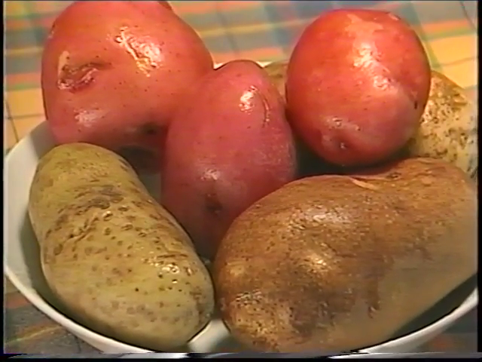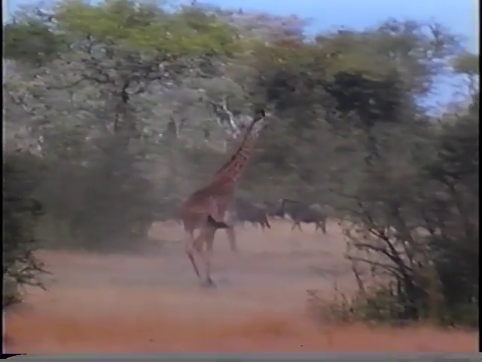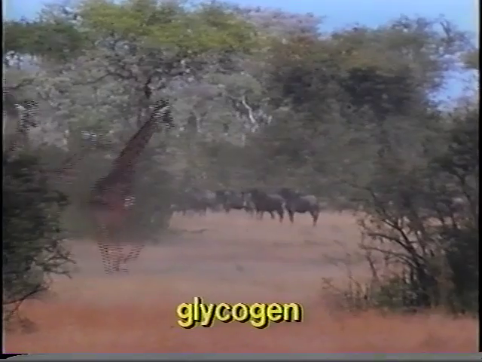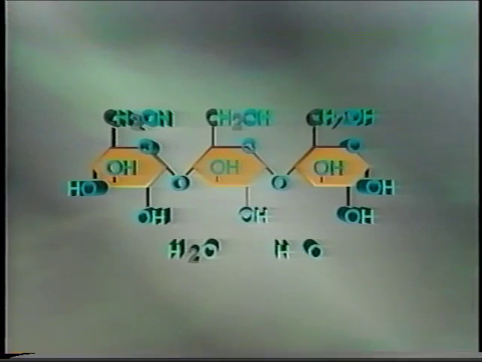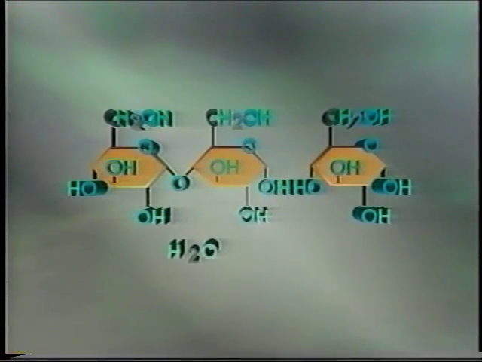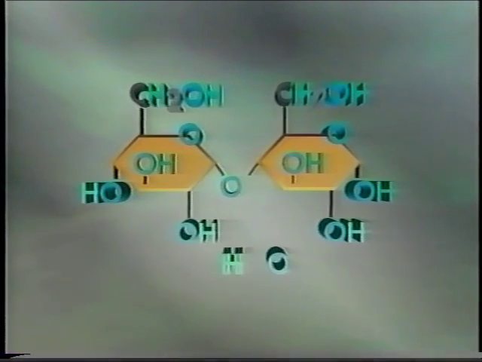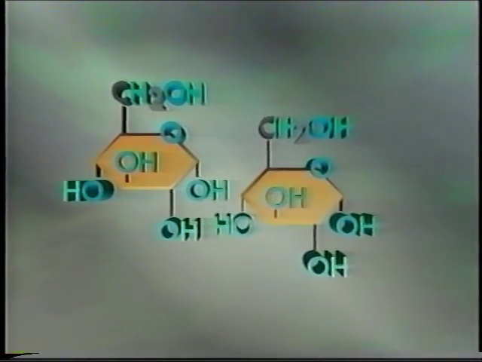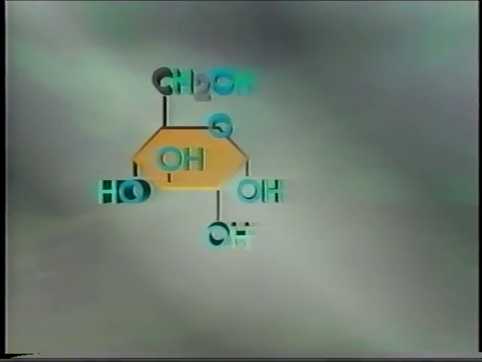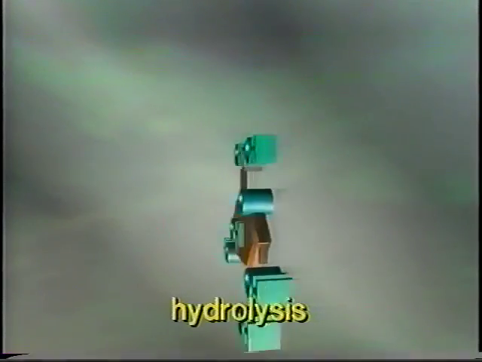Plants, like potatoes, store energy in the form of starch, long branching chains of glucose units linked together. Vertebrates store energy in the form of glycogen, also long branching chains of glucose units. Before either starch or glycogen can be used, it must be broken down into glucose. Just as water was released when polysaccharides were formed, it must now be added to break them apart and free the individual glucose molecules. This reaction is called hydrolysis. Digestion is the most common example of hydrolysis.